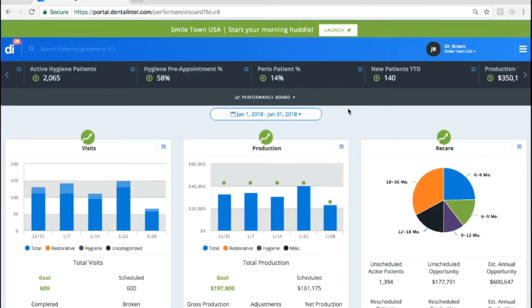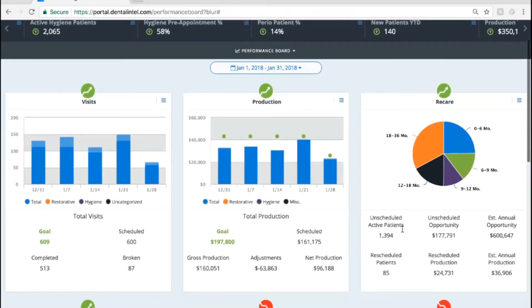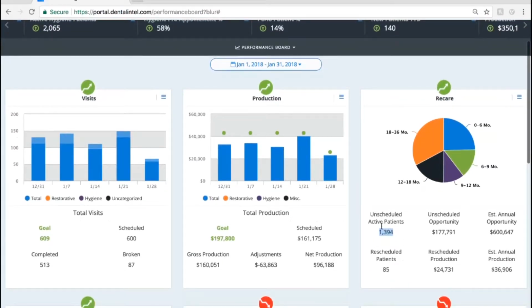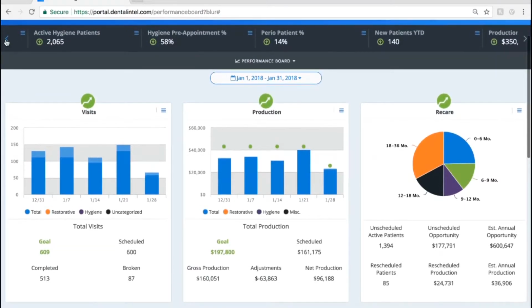Now I just want to pause, because on the screen, if you guys are watching this, look at the wheel all the way to the right. One of my favorite things that this thing does is it points out the number of unscheduled active patients that you have. So that's 1,394 people that do not have an appointment within the 18 months. Is that correct? Is that what that number shows? You're absolutely right.